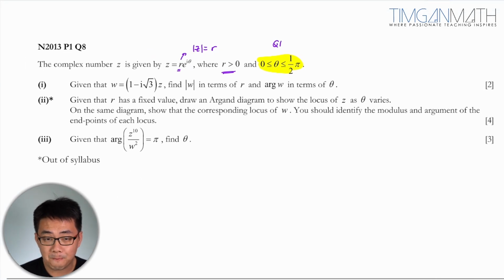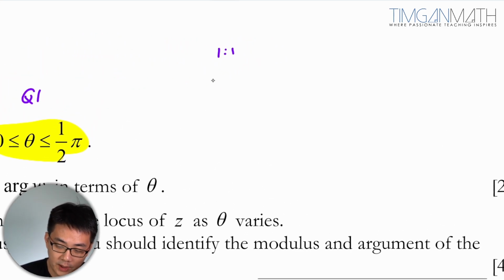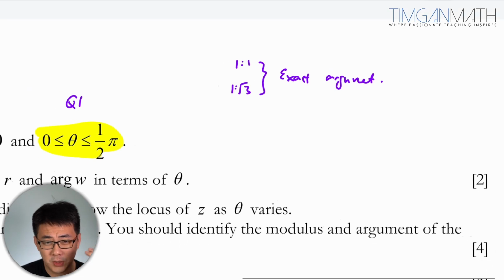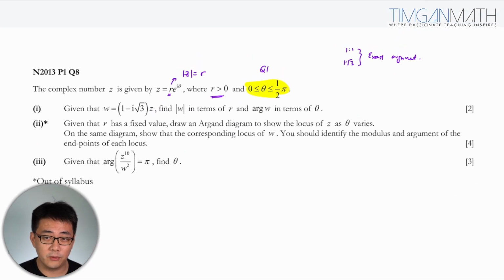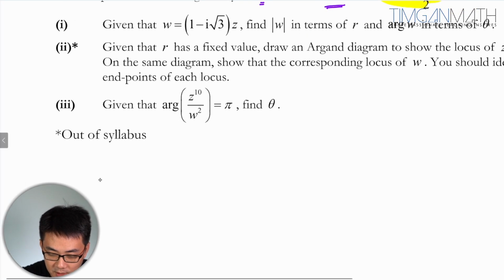In case you forgotten, when it comes to complex numbers, when you see the ratio of 1 to 1 and 1 to root 3, you can find the exact argument. The reason is because we have the special angles for these two ratios. So it's very standard. In A level, when you see 1 and root 3, 1 to 1, or 2 to 2 root 3, or 2 to 1 or 2 over root 3, and so on, the ratio tells you that you can find the exact argument. So that's about it. Actually, for the first part, it's pretty straightforward.